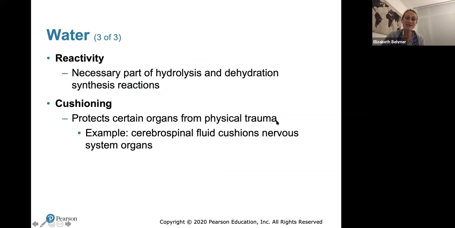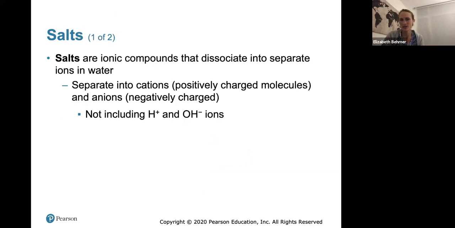Water is reactive. It's a necessary part of certain reactions. And it's cushioning, so it protects certain organs from physical trauma. So for example, cerebrospinal fluid is made up mostly of water, and that helps to cushion your nervous system organs. So we have cerebrospinal fluid kind of surrounding and within the brain that helps as a cushion.